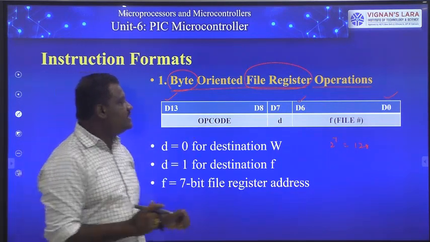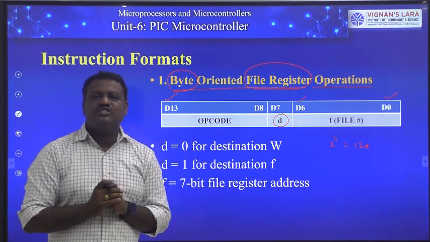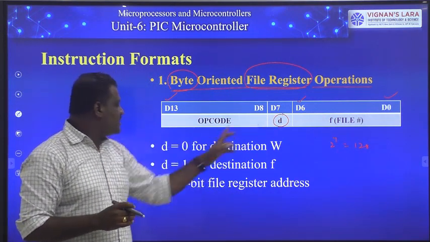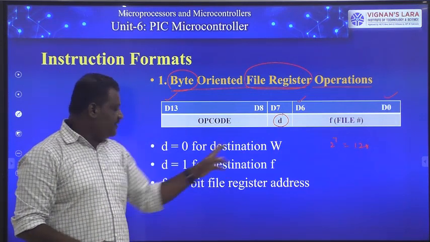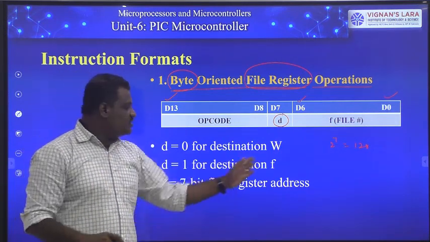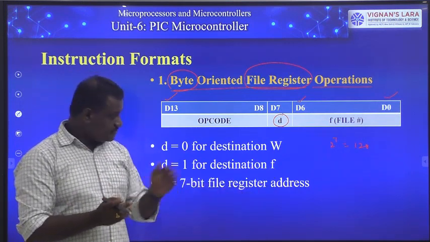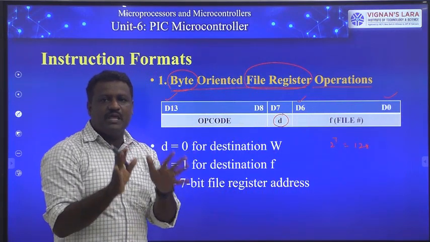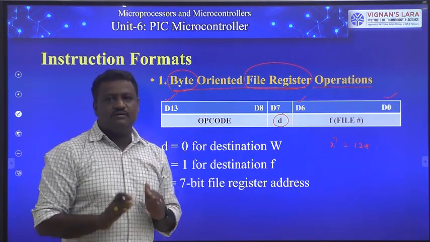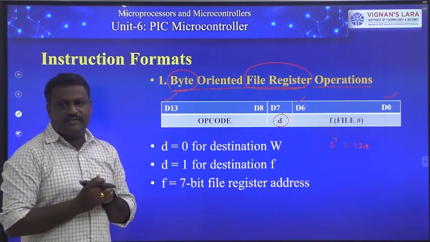And the next bit is dedicated to D. D indicates the destination. We know that if D is equal to 0, the destination is the working register W, or if D is equal to 1, the destination is F itself, that is, the file register itself. With this, we are covering a total of 8 bits out of 14. We are left with 6 more bits, D8 to D13.